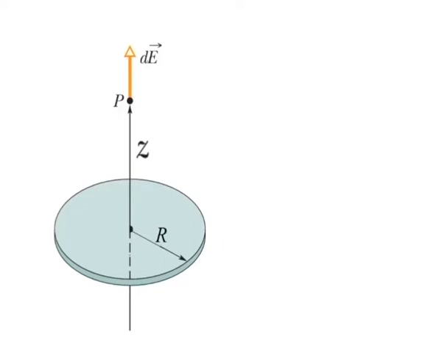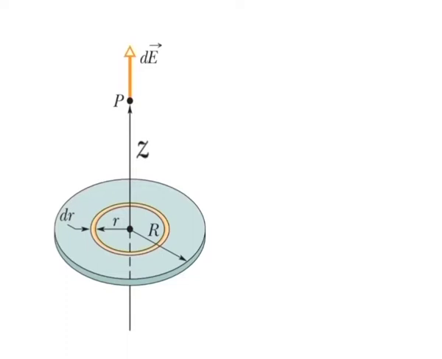However, we can save a lot of work with a neat shortcut using our earlier work with the field on the central axis of a thin ring. We superimpose a ring on the disk at an arbitrary radius r, less than or equal to capital R. The ring is so thin that we can treat the charge on it as a charge element dq.